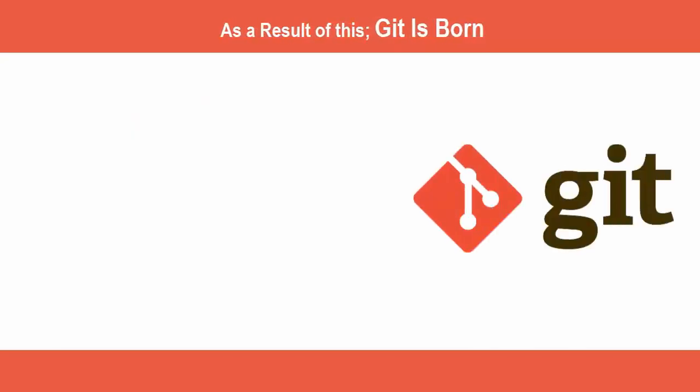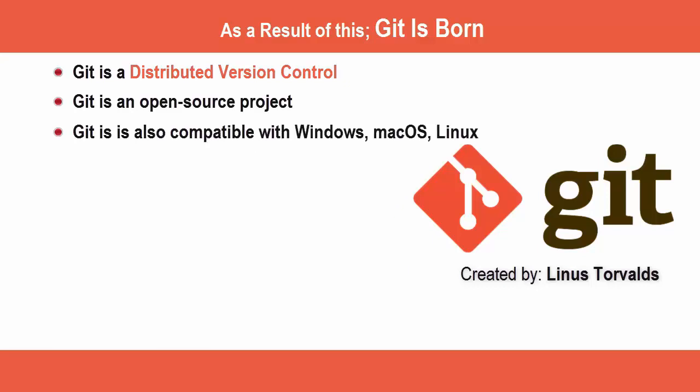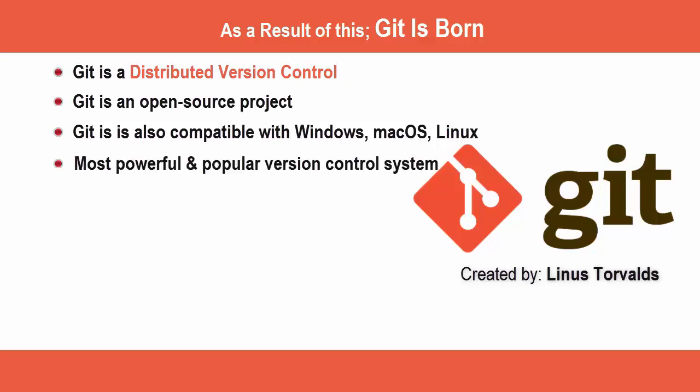As a result of this, Git is a distributed version control. We will talk more about this in the next lecture. Git is an open source project and free software. That means you can download it and use it for free. And because it's open source, community can view the source code and contribute to it. It's also compatible with major operating systems such as Windows, Linux, and Mac OS. So, as people began to discover the great features of Git, Git became the most powerful and popular version control system in the world.